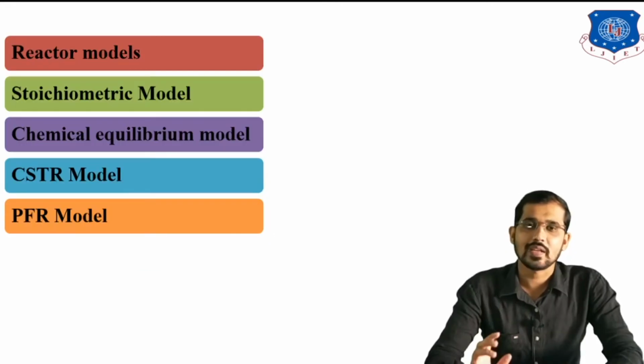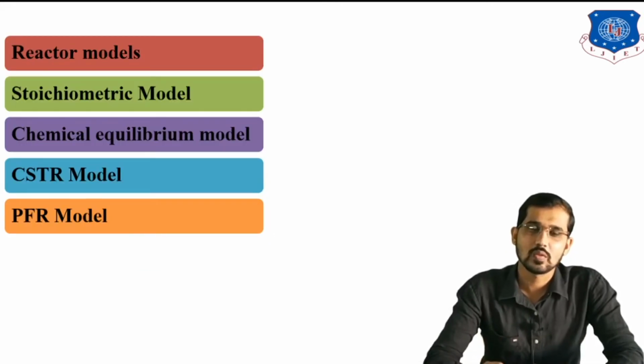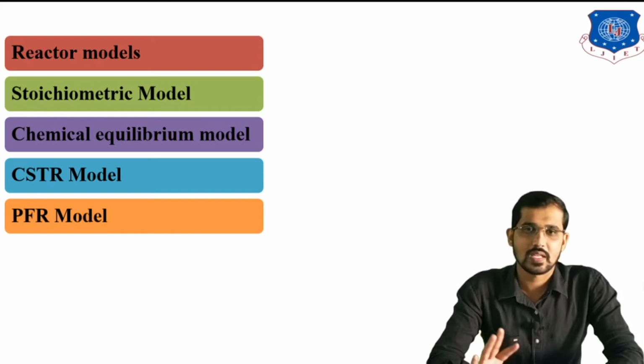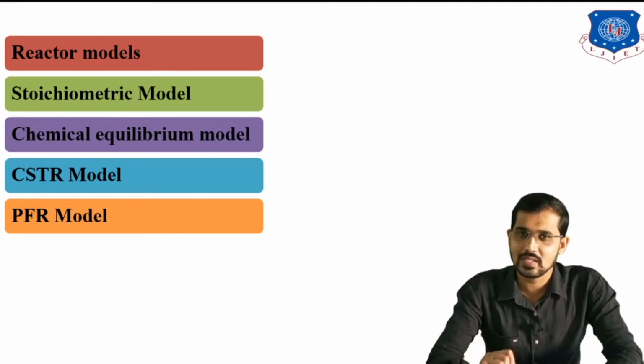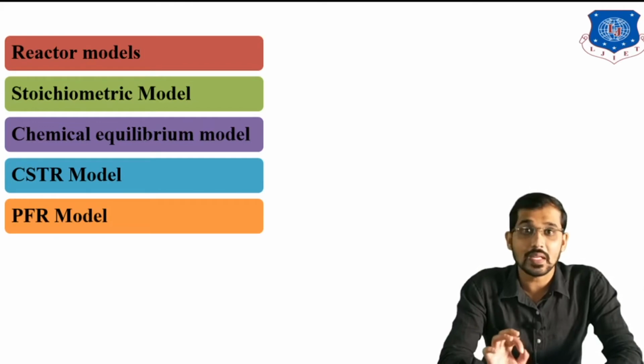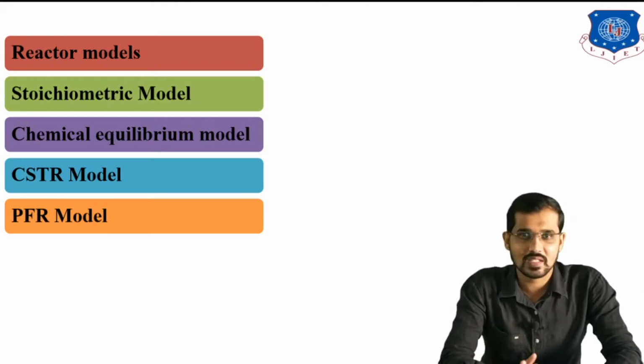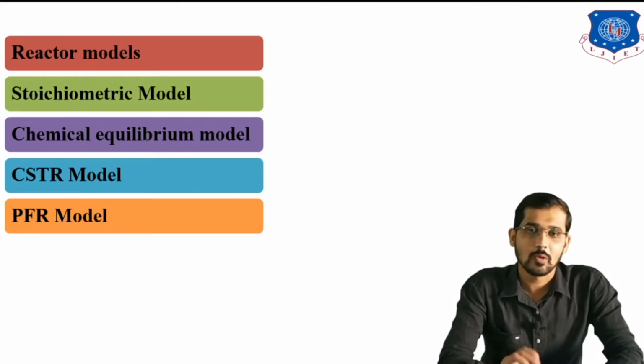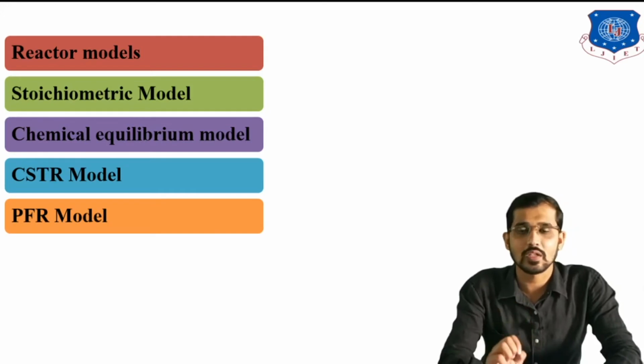Now we will see the next topic, that is reactor models. So there are 4 types of models available in computer aided process synthesis. First one is stoichiometric model, followed by chemical equilibrium model, followed by CSTR model and PFR model. Now we will see some important points related to these models.